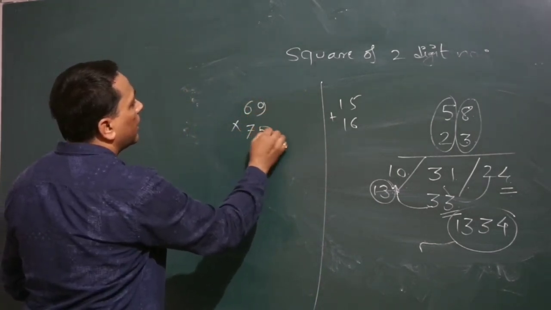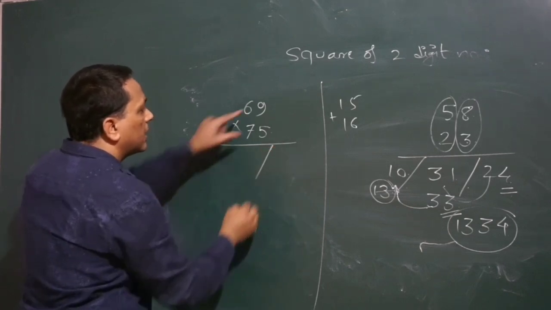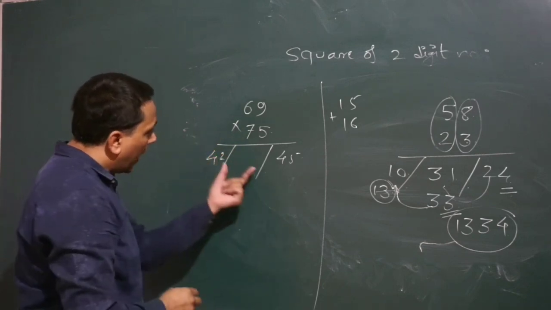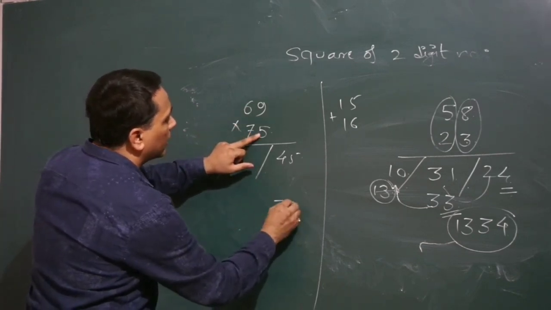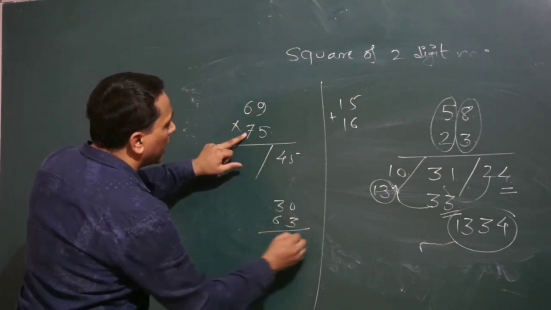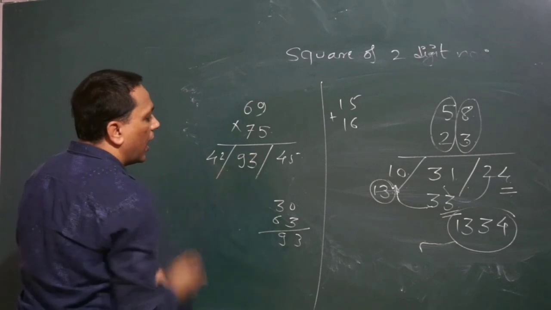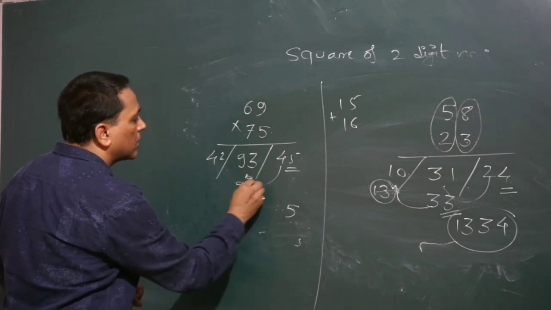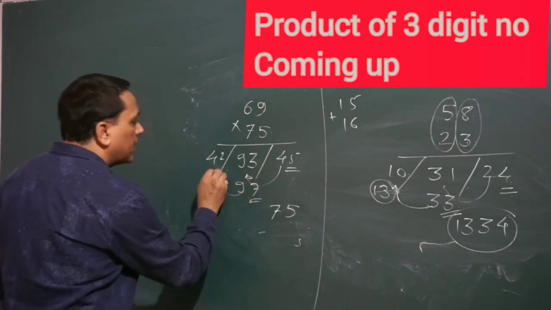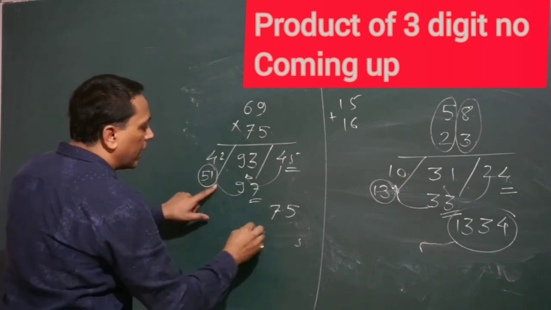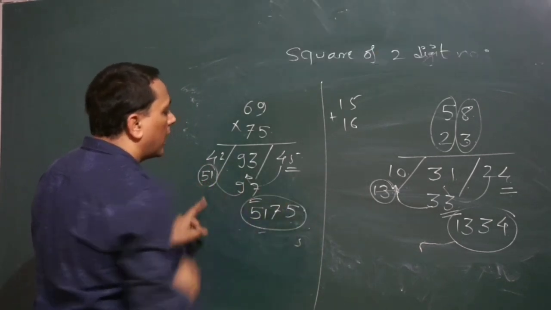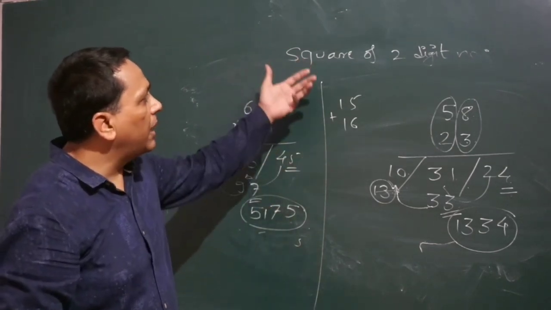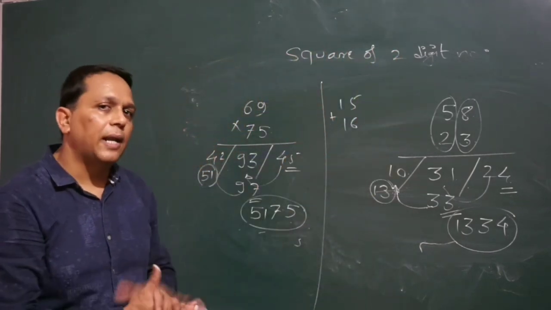69 multiplied by 75. So the first part is 9 5s are 45. Here the first part is 6 7s are 42. And in the middle part we will take 6 5s are 30 plus 7 9s are 63. That is 93. And for the answer, 5 here, 4 is added to this part, this becomes 97, we take 7, 9 is added to this part, it becomes 51, we take complete 51 from this part, so the answer is 5175. So as you can see, squaring or multiplying of 2 digits using Vedic mathematics tricks is very easy to understand.